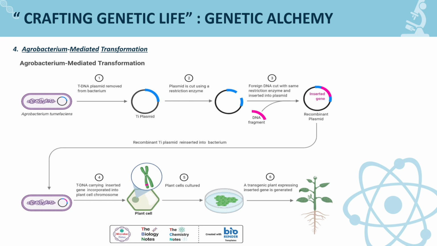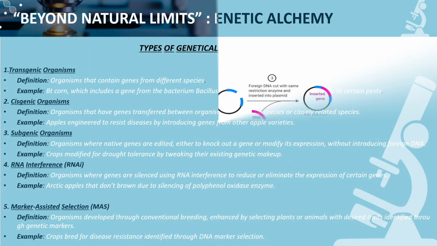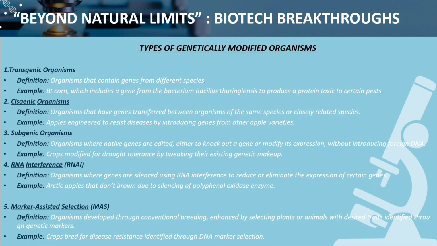And then in the fourth step, you can see this plasmid containing the target gene of interest will be inserted into the plant cell, right? Plant cell chromosome. And then after this, these plant cells are cultured and it will develop into a transgenic plant that will show the expression of that target gene that we have inserted, right? So these are the techniques to develop the genetically modified organisms or the transgenic organisms. Now the next one is your types of genetically modified organisms.